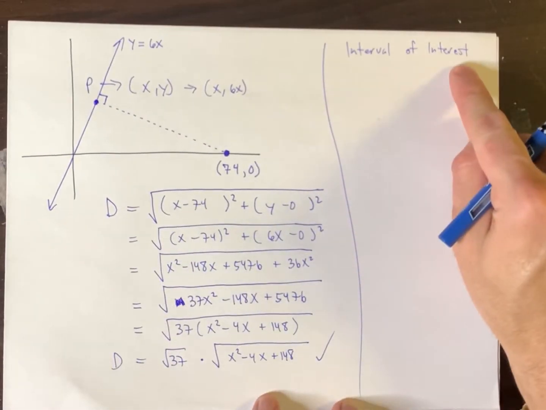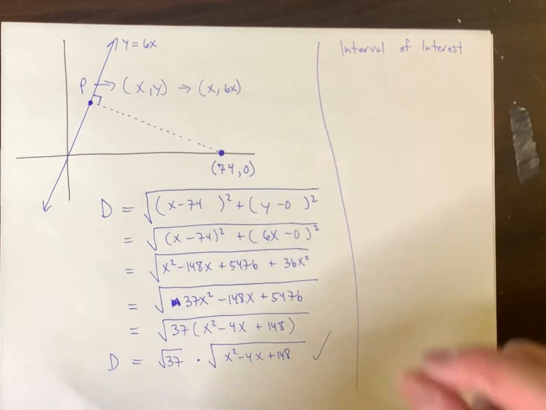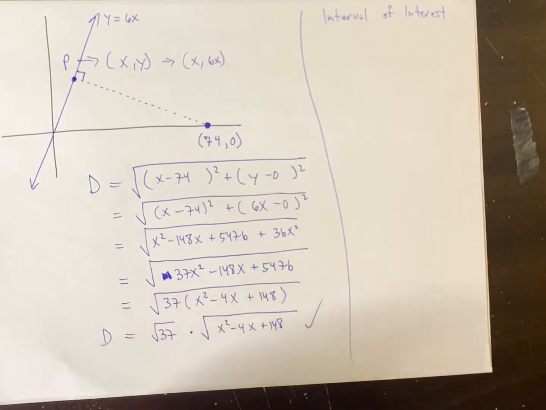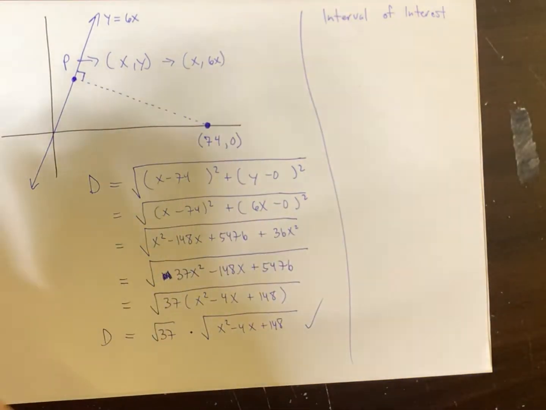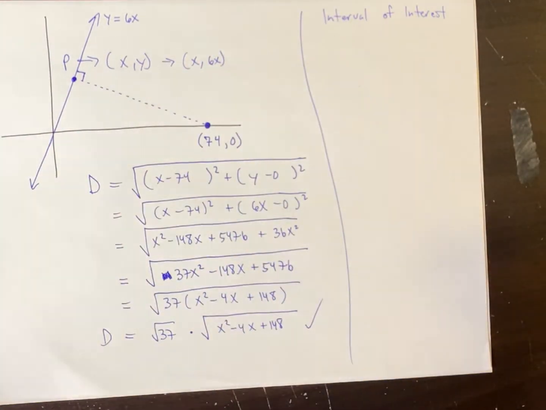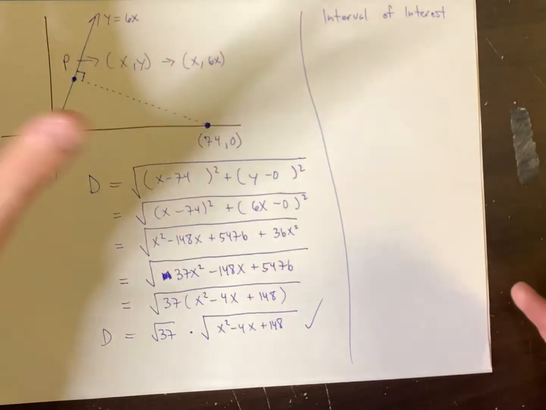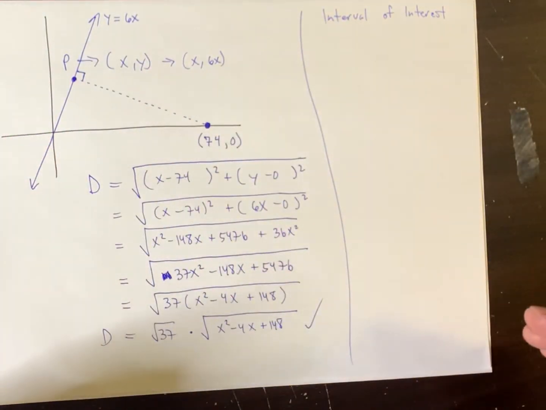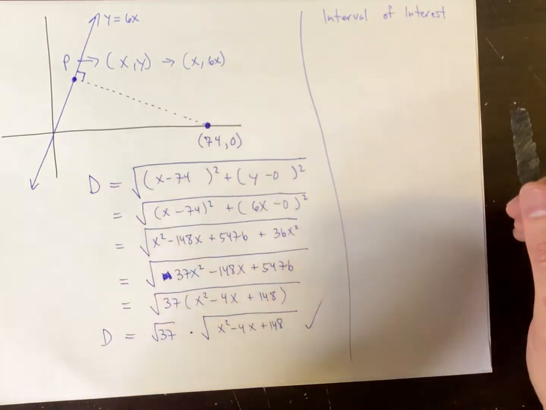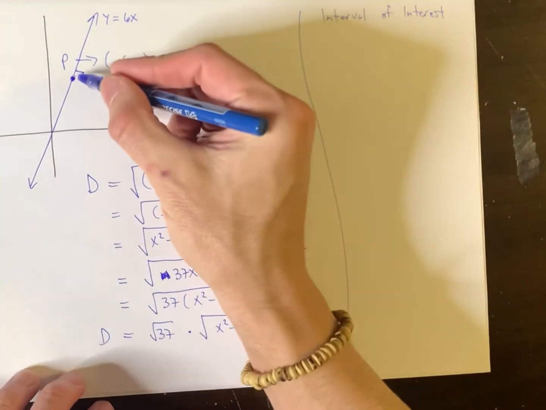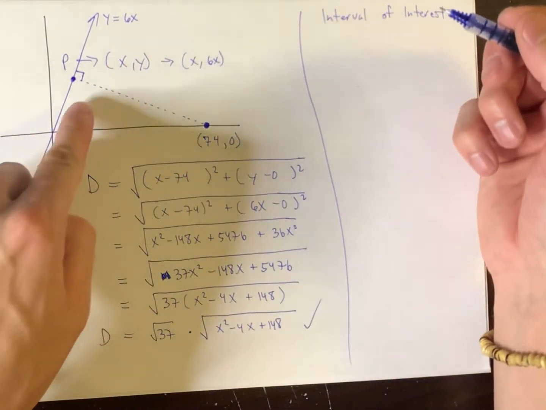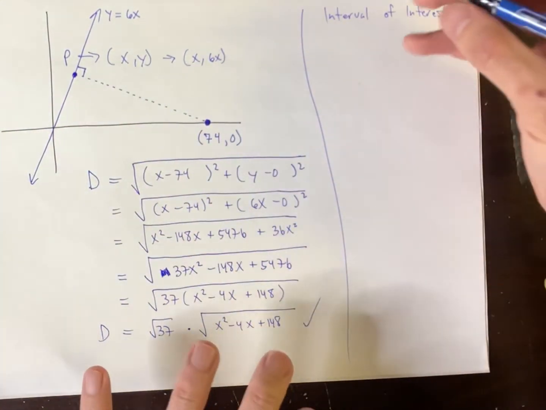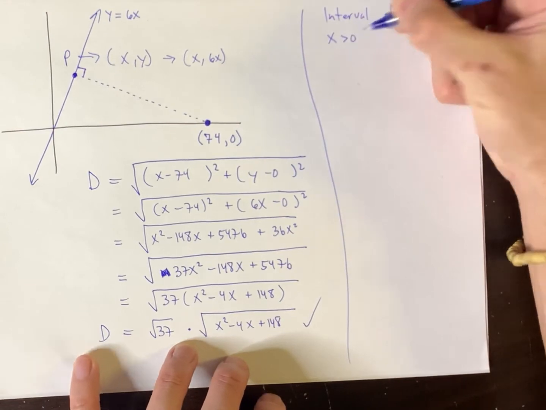Now, as for the interval of interest, that has to do with the variable being used, in this case, x. What are the limitations of x? How small to how big can x be? Well, let's see. Based on the map and how things are positioned, we can sort of trust the scale of things. X has to be positive because point P is in quadrant 1. And in quadrant 1, x coordinates are positive. So you know that x is greater than 0.